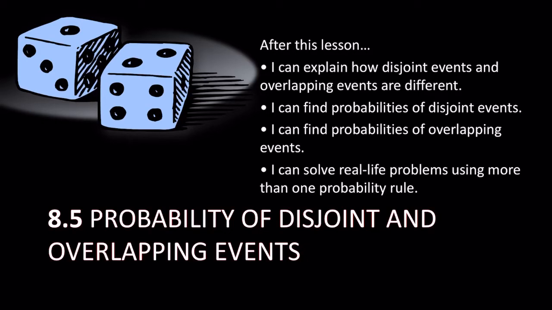Lesson 8.5, the probability of disjoint and overlapping events.